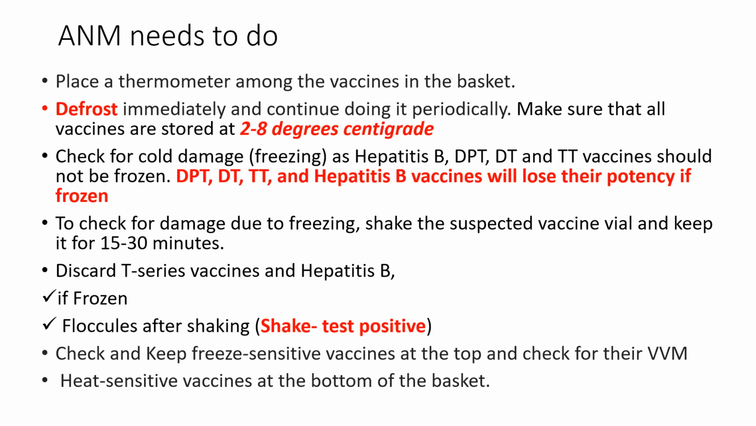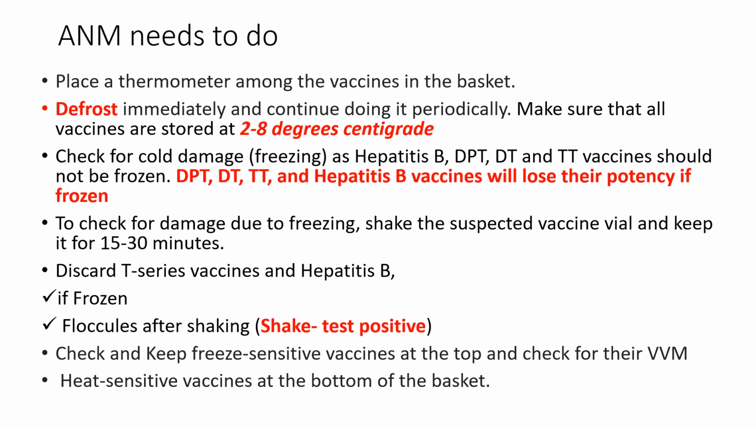So what the ANM needs to do? The ANM needs to place a thermometer among the vaccines in the basket to see the present temperature. Since there is ice formation, the defrosting is necessary, so she has to defrost immediately and continue doing it periodically, and make sure that all vaccines are stored at an ambient temperature of 2 to 8 degrees Celsius. And at the same time, because of that ice formation, she also needs to check for any cold damage, because in that ILR we had certain fridge sensitive vaccines as well, like the hepatitis B, DPT, DT, TT or the pentavalent vaccines, which should not be frozen.